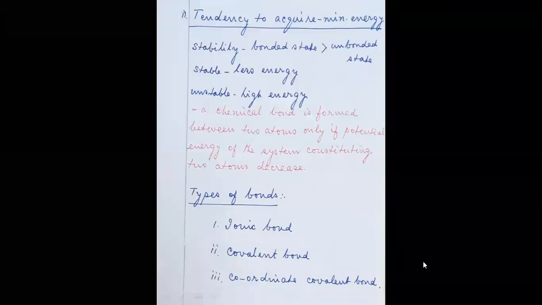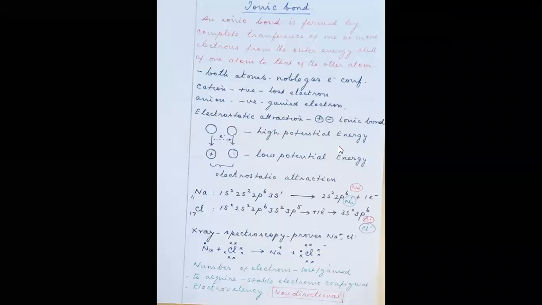So there are three types of bonds. One is called ionic bond, the other one is called covalent bond, and the third one is called coordinate covalent bond. Let us discuss what is an ionic bond. See, an ionic bond is formed by a complete transference of one or more electrons from the outer energy shell of one atom to that of the other atom. This is the definition for ionic bond.